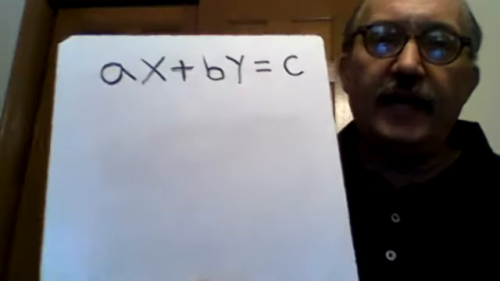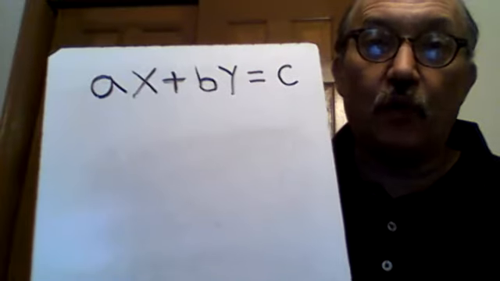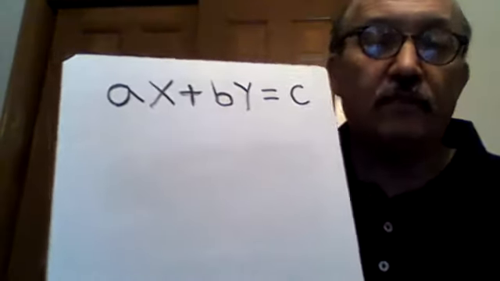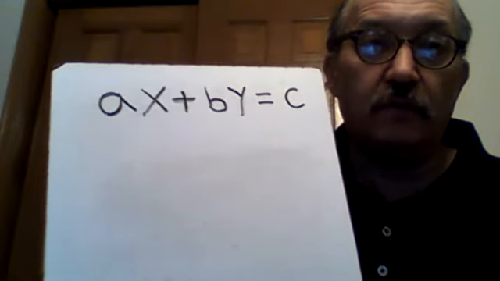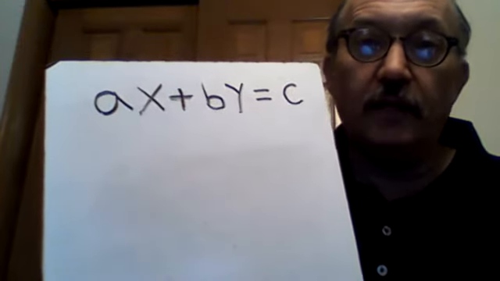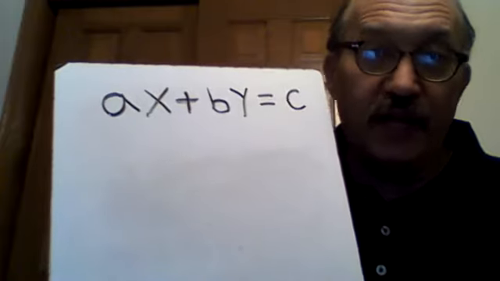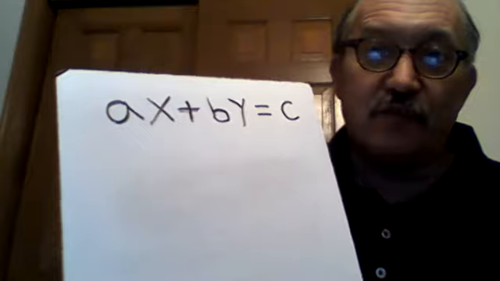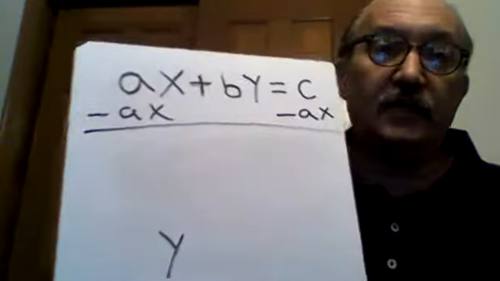Can we solve ax plus by equals c for y? This is the general form of the standard form equation of a line. Well, it's still 2.5 steps. That doesn't change. And the first step is to subtract ax from each side. We're trying to isolate the y. So how about if we subtract ax from each side to get closer to having y by itself? Ax minus ax is 0.